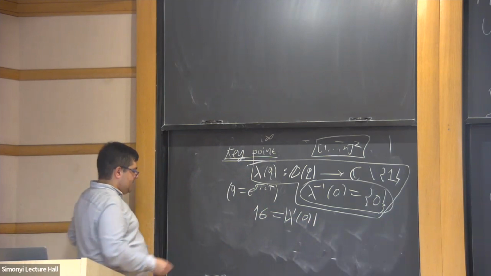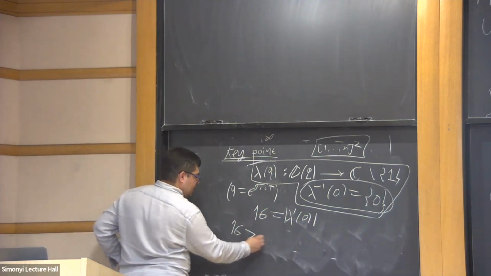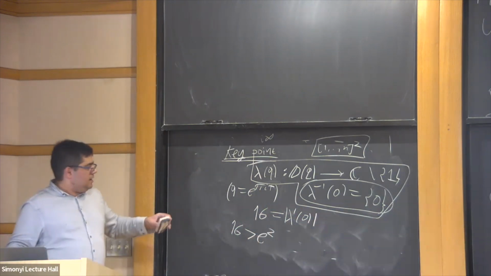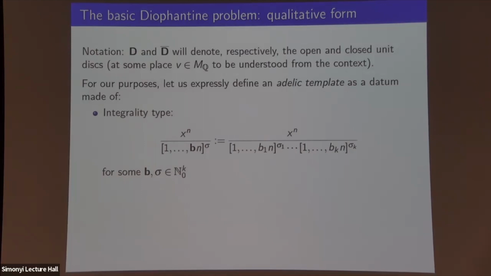And the point is that 16 is bigger than e squared. So here, at this point, I can state what we are calling the holonomy bound. So we have an integrality type. In general, we can have several powers and b.